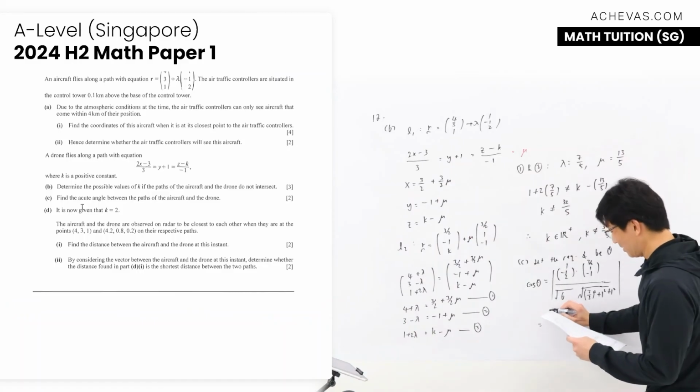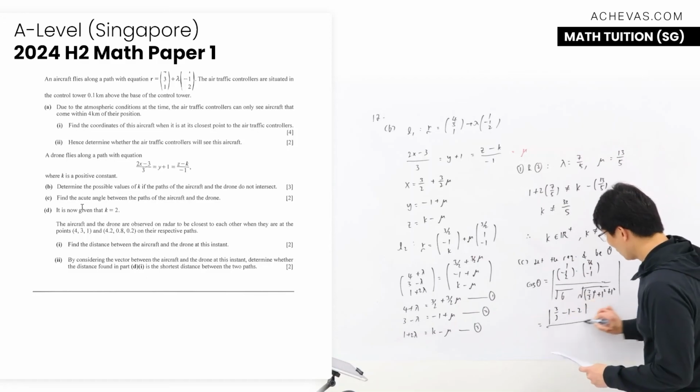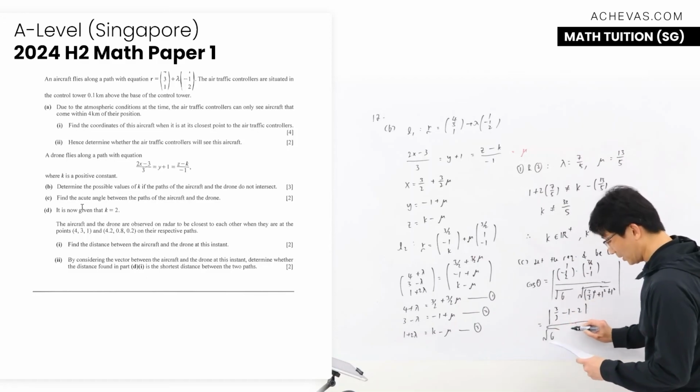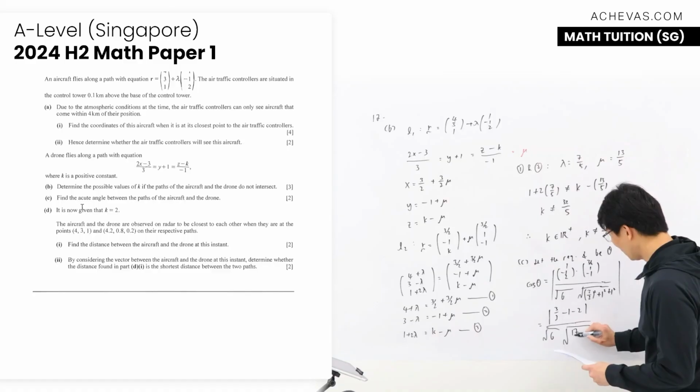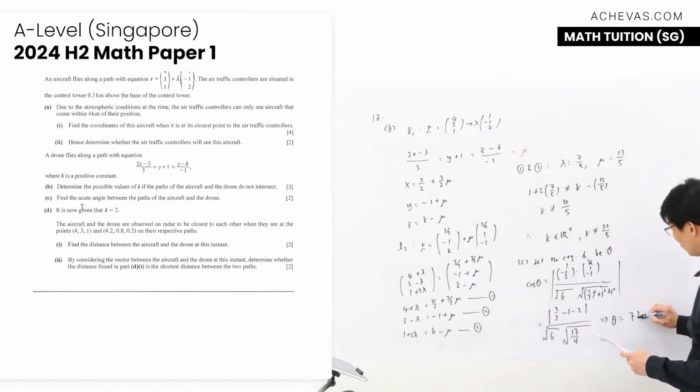Alright, so from here, I will just dot it out. I will get a modulus of 3/2 minus 1 minus 2 over square root 6. This can be simplified to square root 17 over 4. And from here, I can work out that theta equals 72.7 degrees.